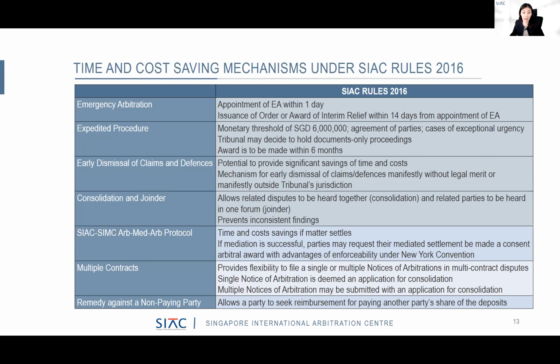As earlier discussed, this consent arbitral award will have the benefit of enforceability under the New York Convention. Now, if mediation is unsuccessful, parties may go back to their already constituted arbitral tribunal and proceed with the arbitration. And that's really a brief insight of SIC.